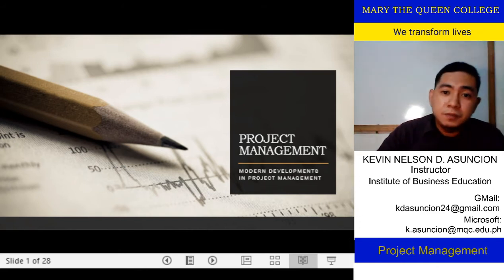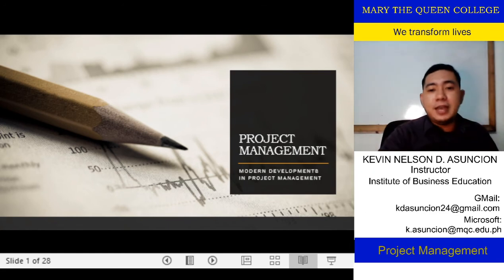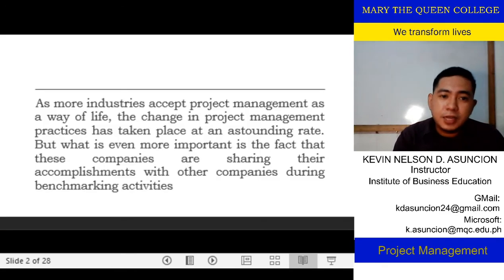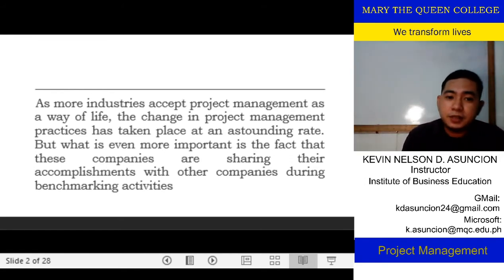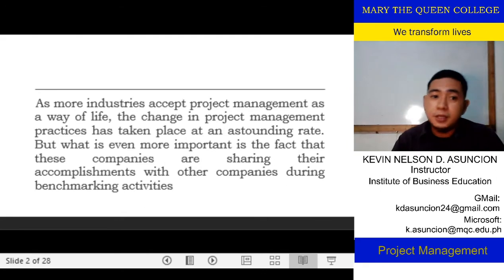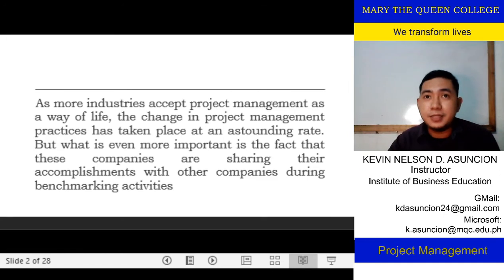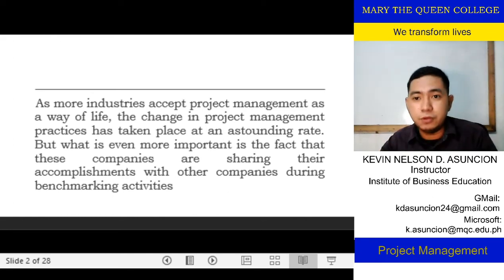This will be quick. No? So what had been changed in the project management aspect and in its development? Okay, so as more industries accept project management as a way of life, nagiging norm na ang project management, the change in project management practices has taken place at an astounding rate. But what is even more important is the fact that these companies are sharing their accomplishment with other companies during benchmarking activities. So what does it mean? That project management practices are shared and developed, continually improved, no, by these companies.